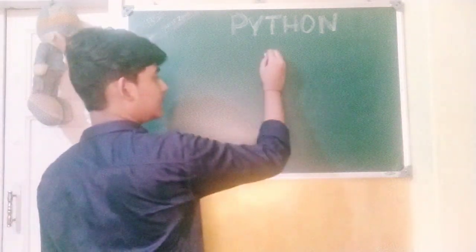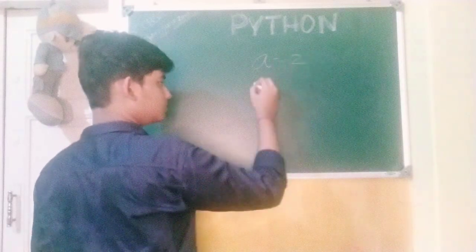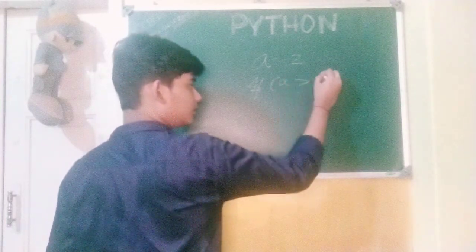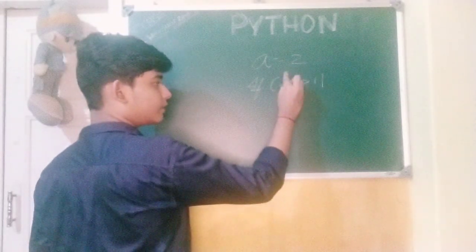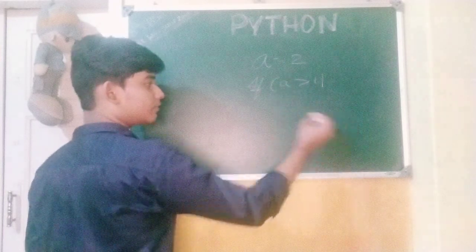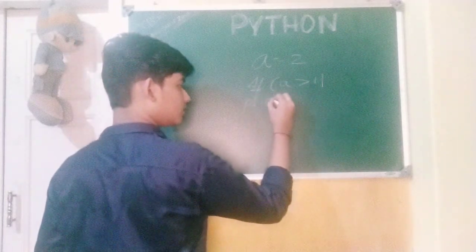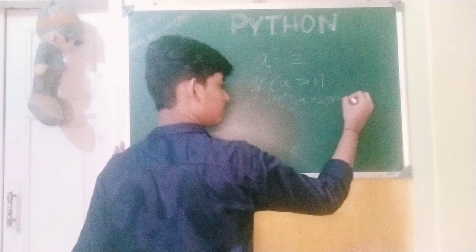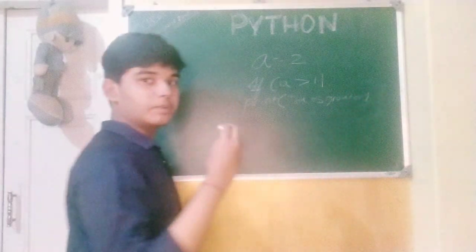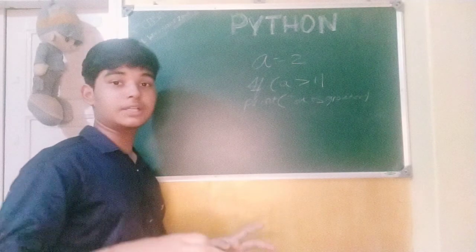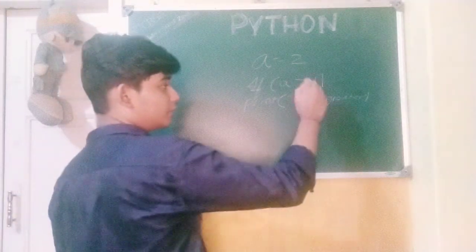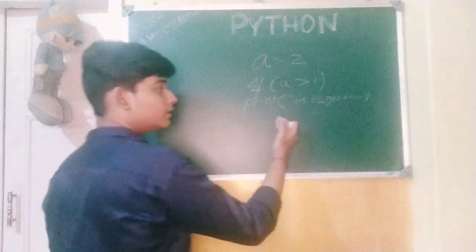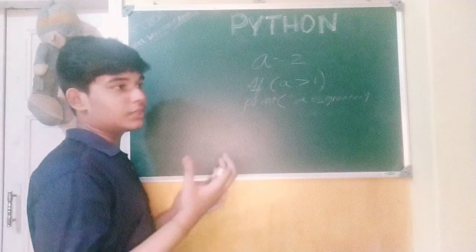So for example, let's say A is equal to 2. And let's say if A is greater than 1, which it is because 2 is greater than 1, then print "A is greater". What you're basically doing is giving the computer a choice. You're saying to the computer, if the statement that you gave is correct, then you need to print "A is greater". But if it isn't, then you don't need to print it.